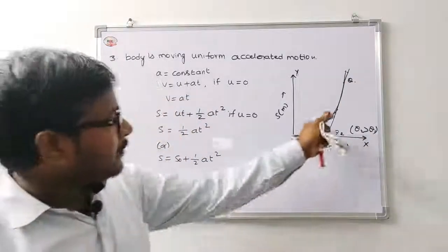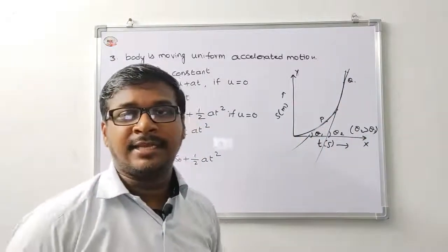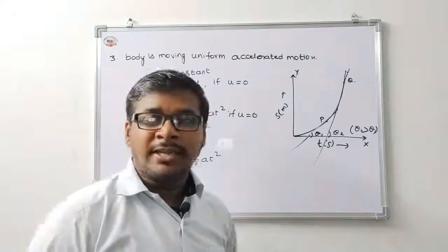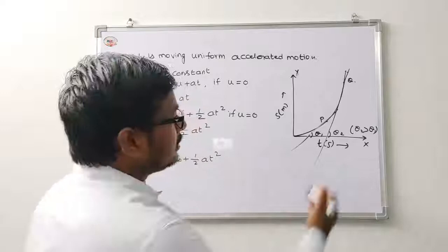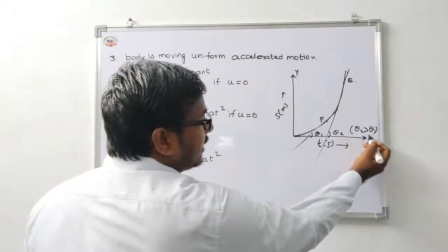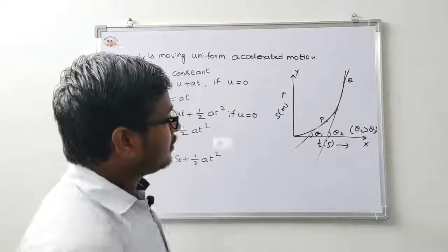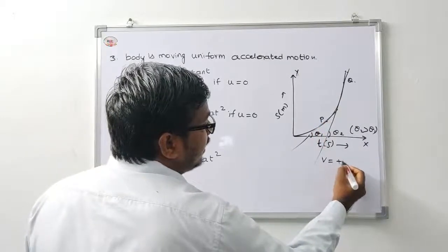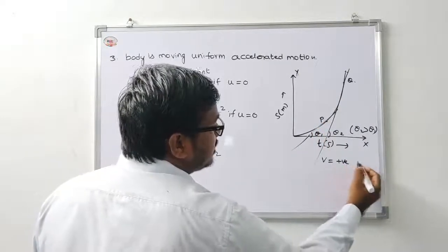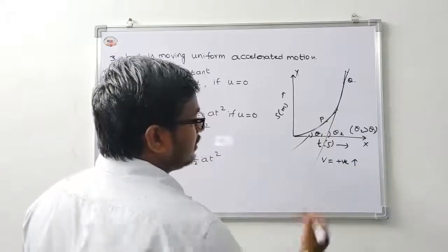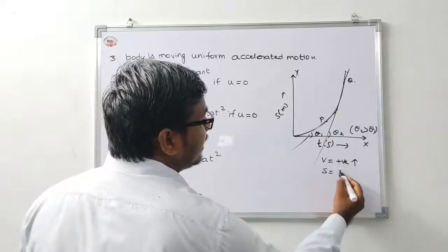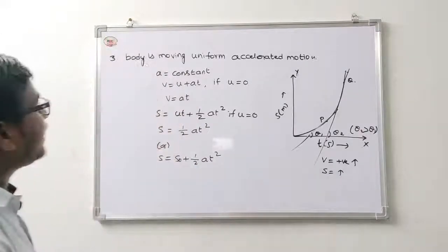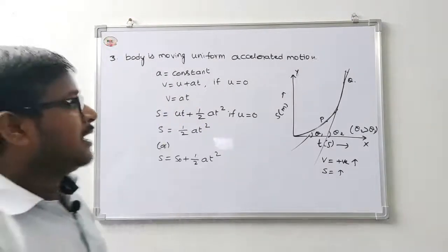In this, at any point the instantaneous velocity, at first the body is moving with the initial velocity u. The angle theta 2 is greater than theta 1. Thus the velocity increases, v is positive and increases. Next, speed also increases. This is a body moving with uniform acceleration.